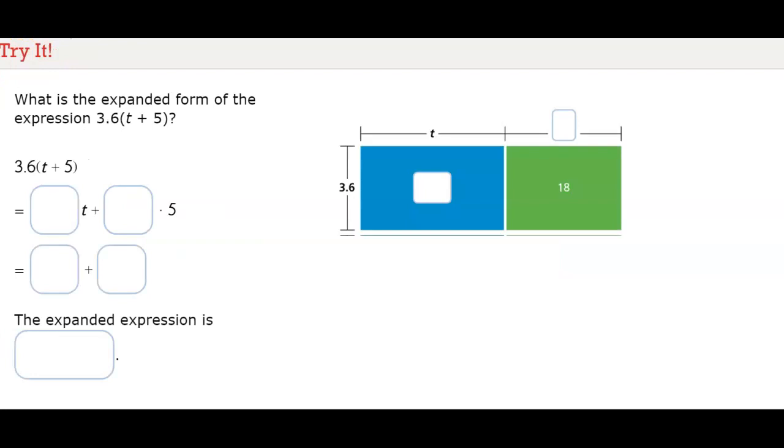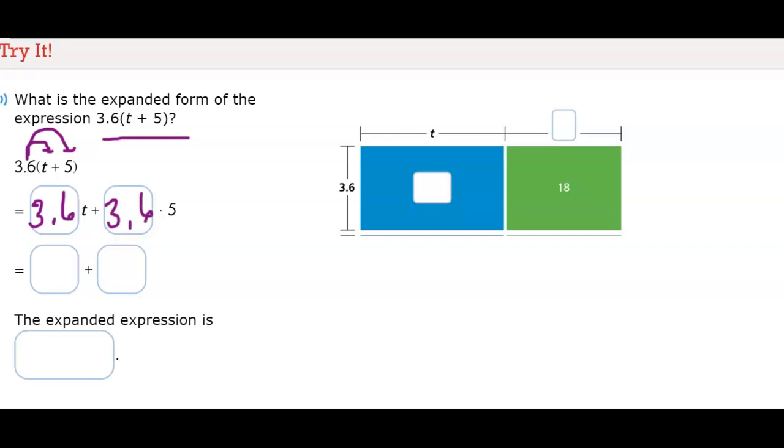What is the expanded form of the expression 3 6/10 times the quantity t plus 5? Okay, so we have to expand this expression. In the example, they explained using the distributive property, which means you take the outside number and multiply it by each of the numbers or letters, variables, on the inside. So in this first part, the first term would be 3 6/10 times t, and the second would be 3 6/10 times 5.